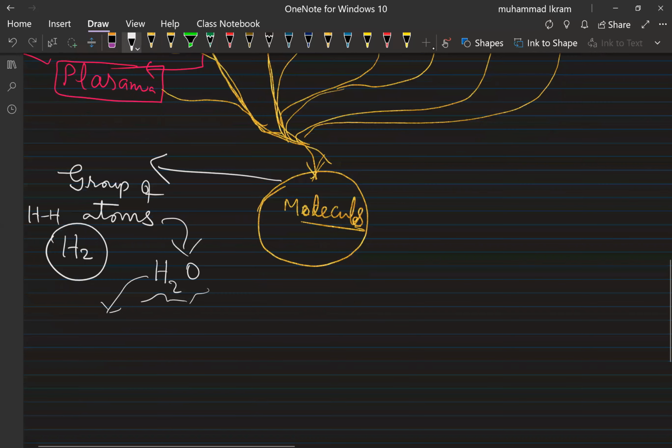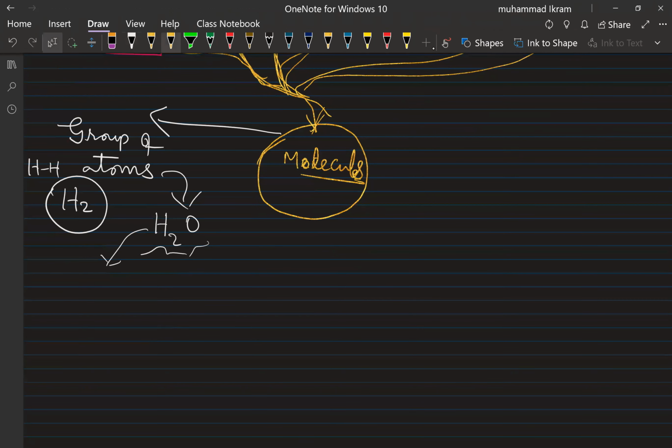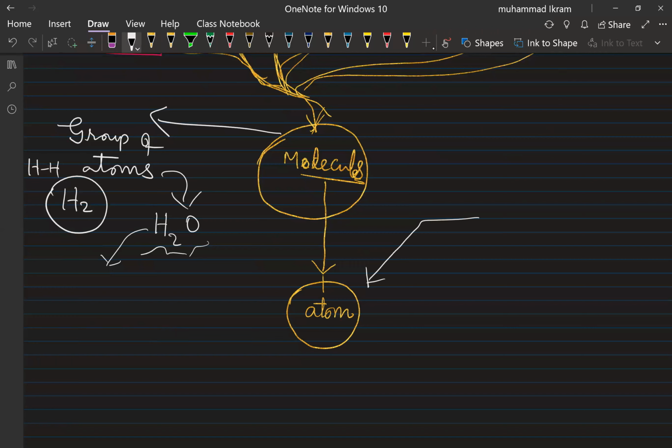So it means that the molecule is not the smallest part of the matter, and in fact it goes down and we come to the atom. Now, what is the atom? Long before, atom was defined, because it is a Greek word which means indivisible, but these days the atom is considered to be a divisible part. So the atom is the smallest part of the matter.